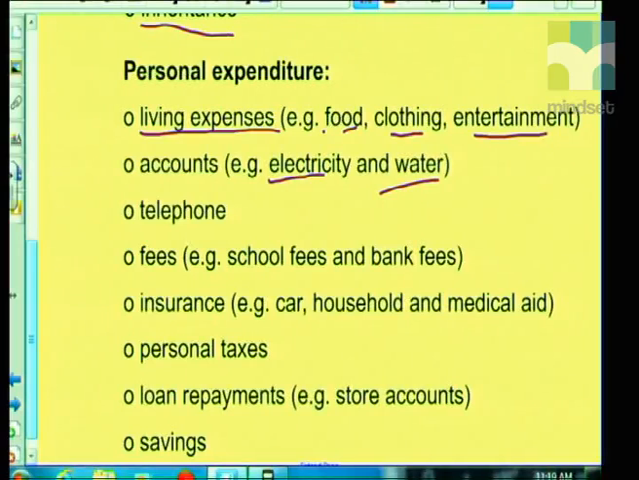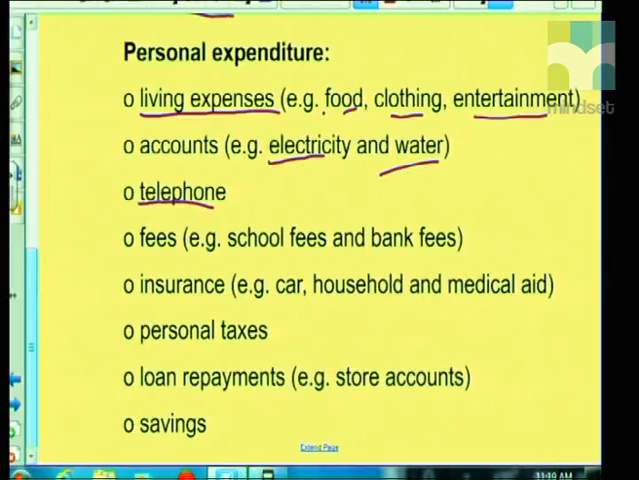We could put in rates there. You might have to pay for your telephone, whether it be a landline or a mobile line. You're going to have to pay for that. Now, you'll have to pay fees. These could be school fees or bank fees, things that we don't really like to pay, but they are contributions to services that we're getting.